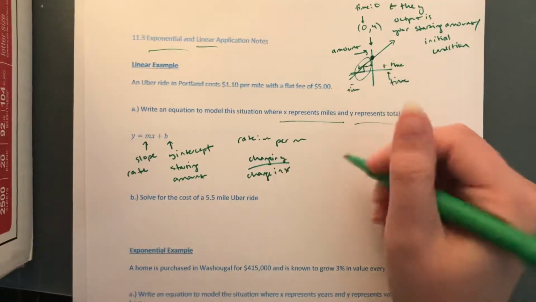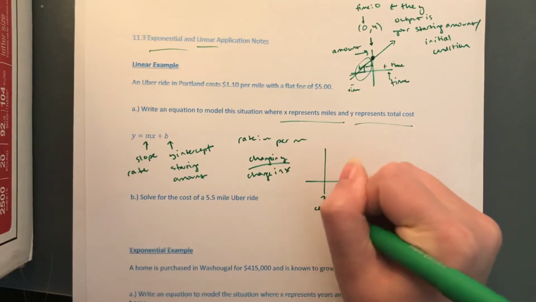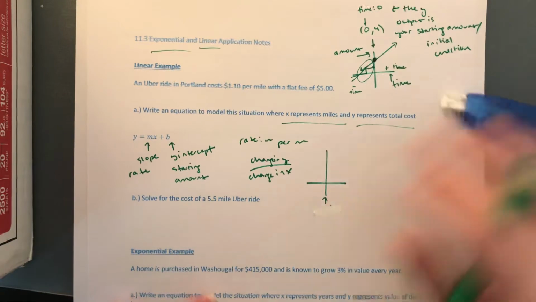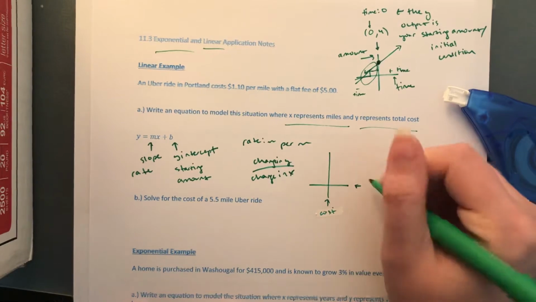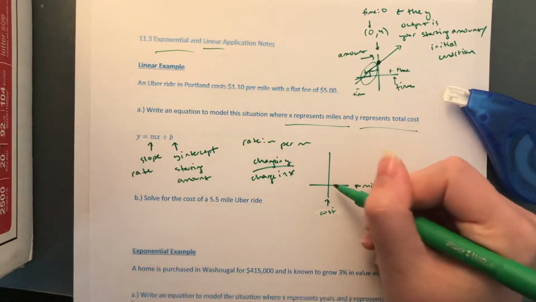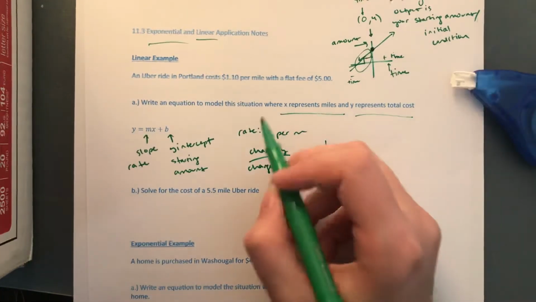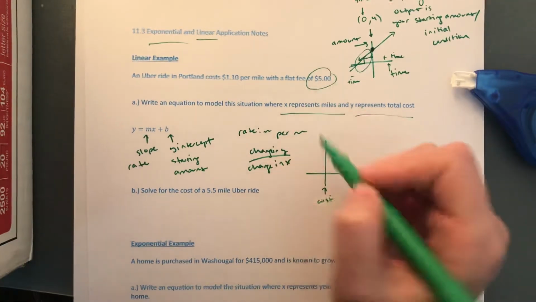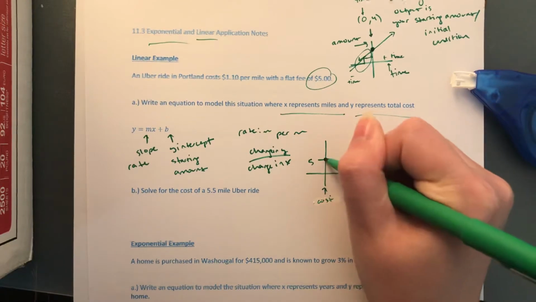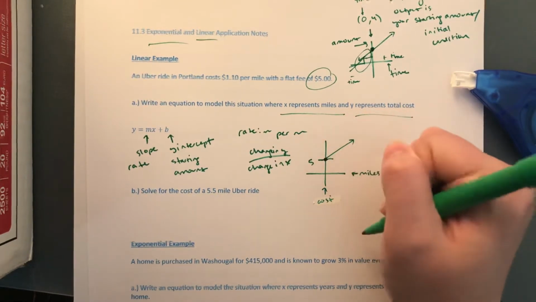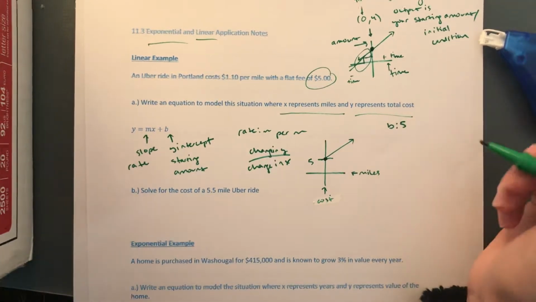If we were going to graph this, your y-axis represents the cost. My handwriting's so messy today. The y-axis represents cost, the output, and the x-axis represents the number of miles. As you go a certain number of miles, the cost is going to increase. For this one, when you get in the Uber, there's a flat fee of $5. No matter what, the initial cost is going to be at least $5, and then as you ride, it's going to go up from there. So your b value in this case is 5, because that's the initial cost no matter what.